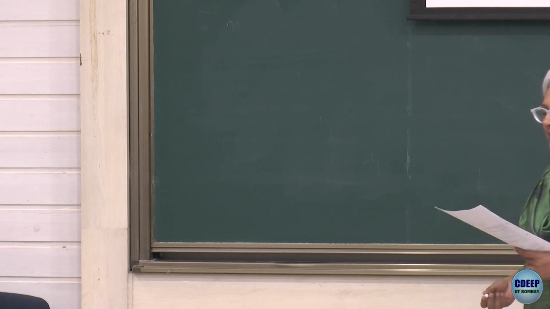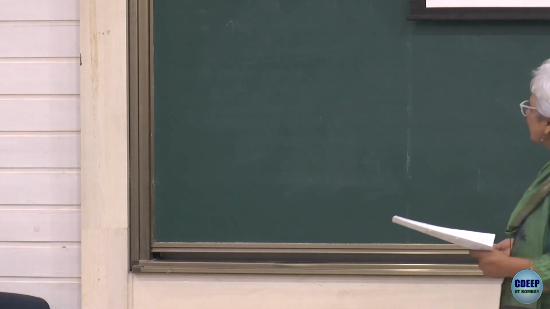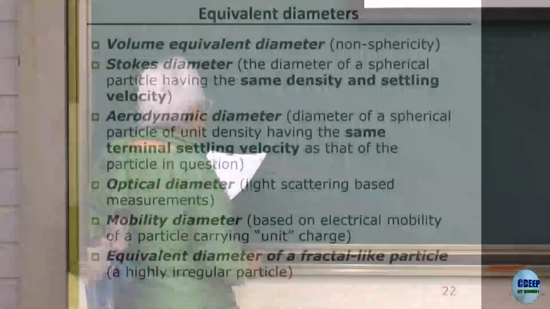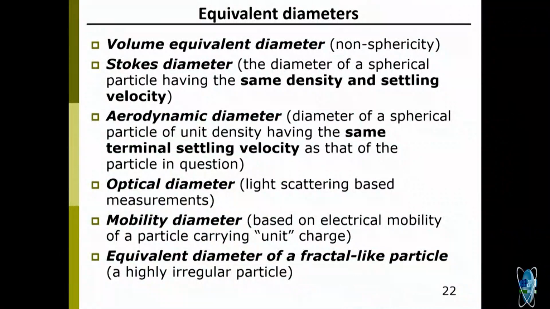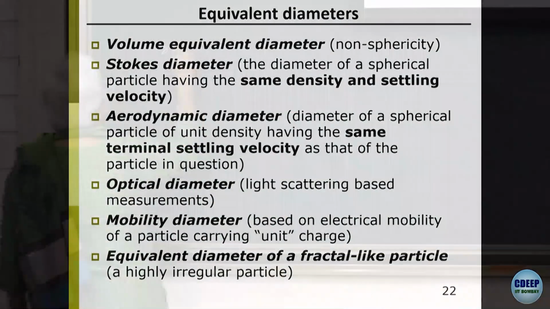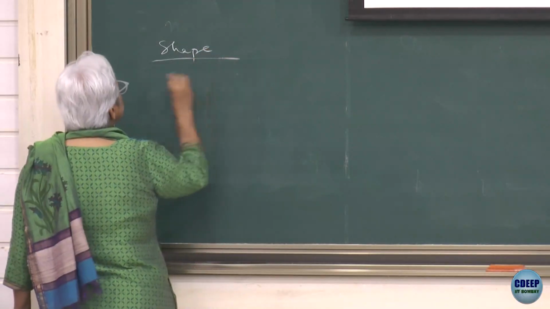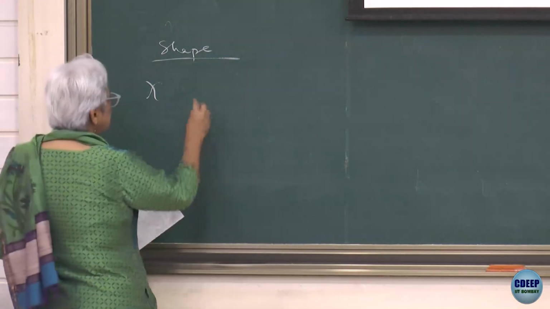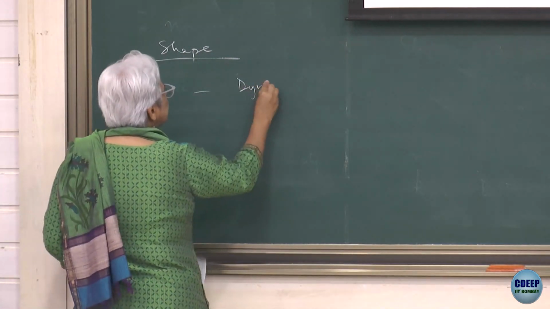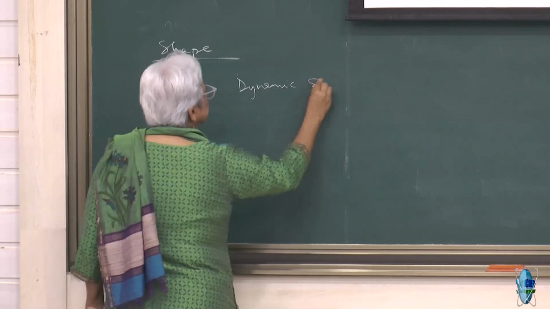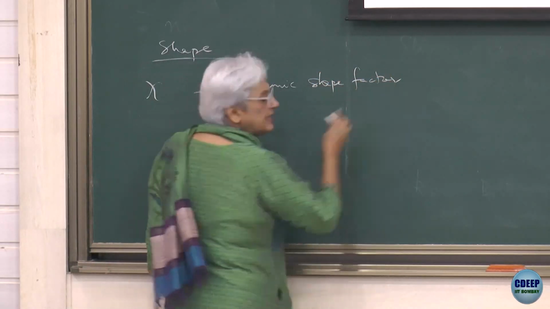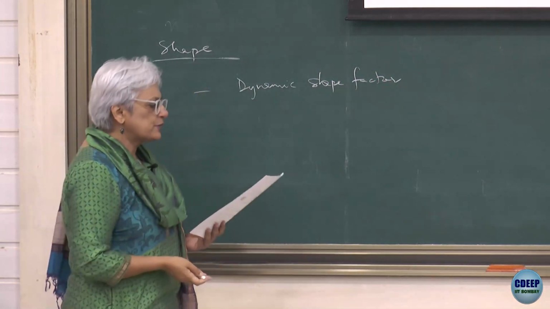And so, let's put maybe the kind of expressions that we would encounter over here. In terms of shape, we have this concept of a dynamic shape factor chi. Why do we use the word dynamic?